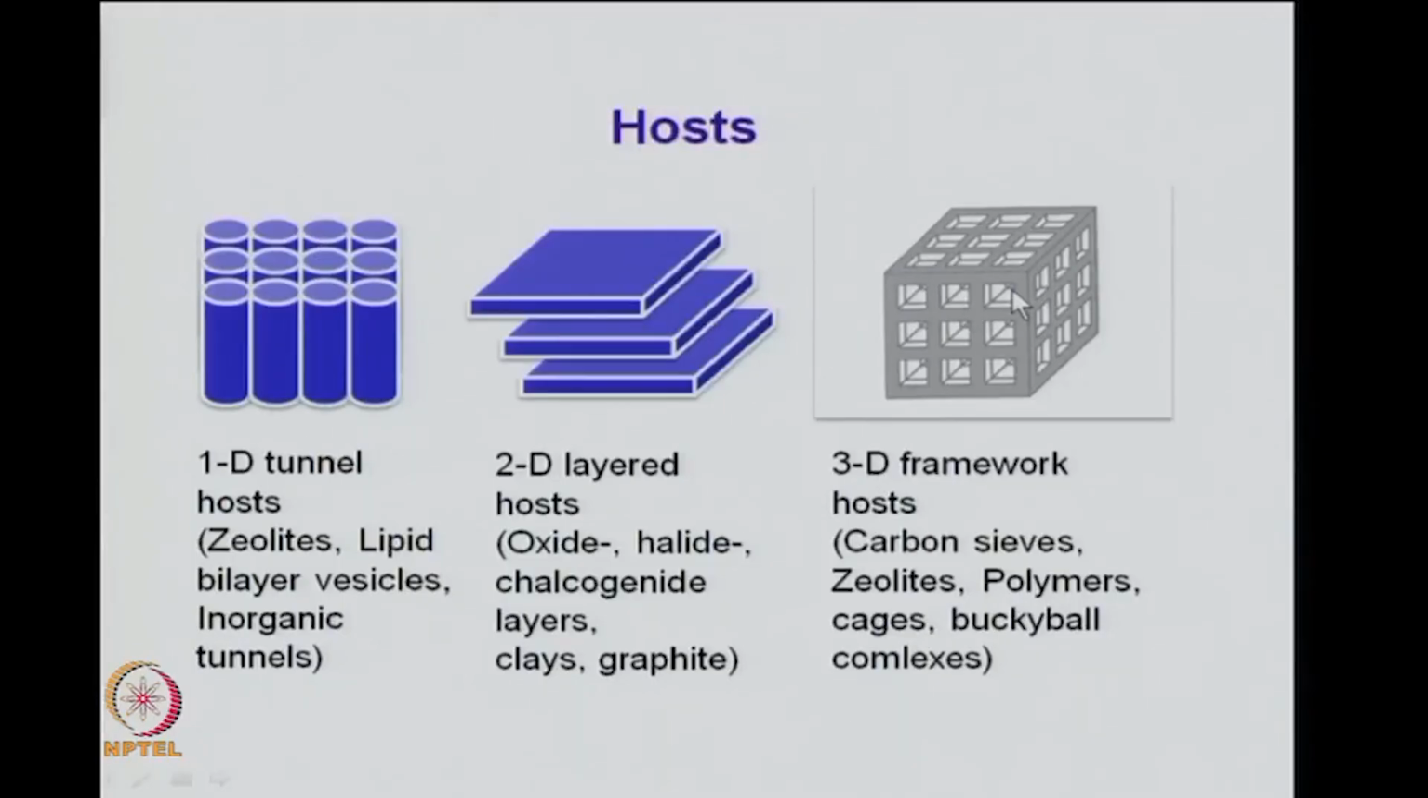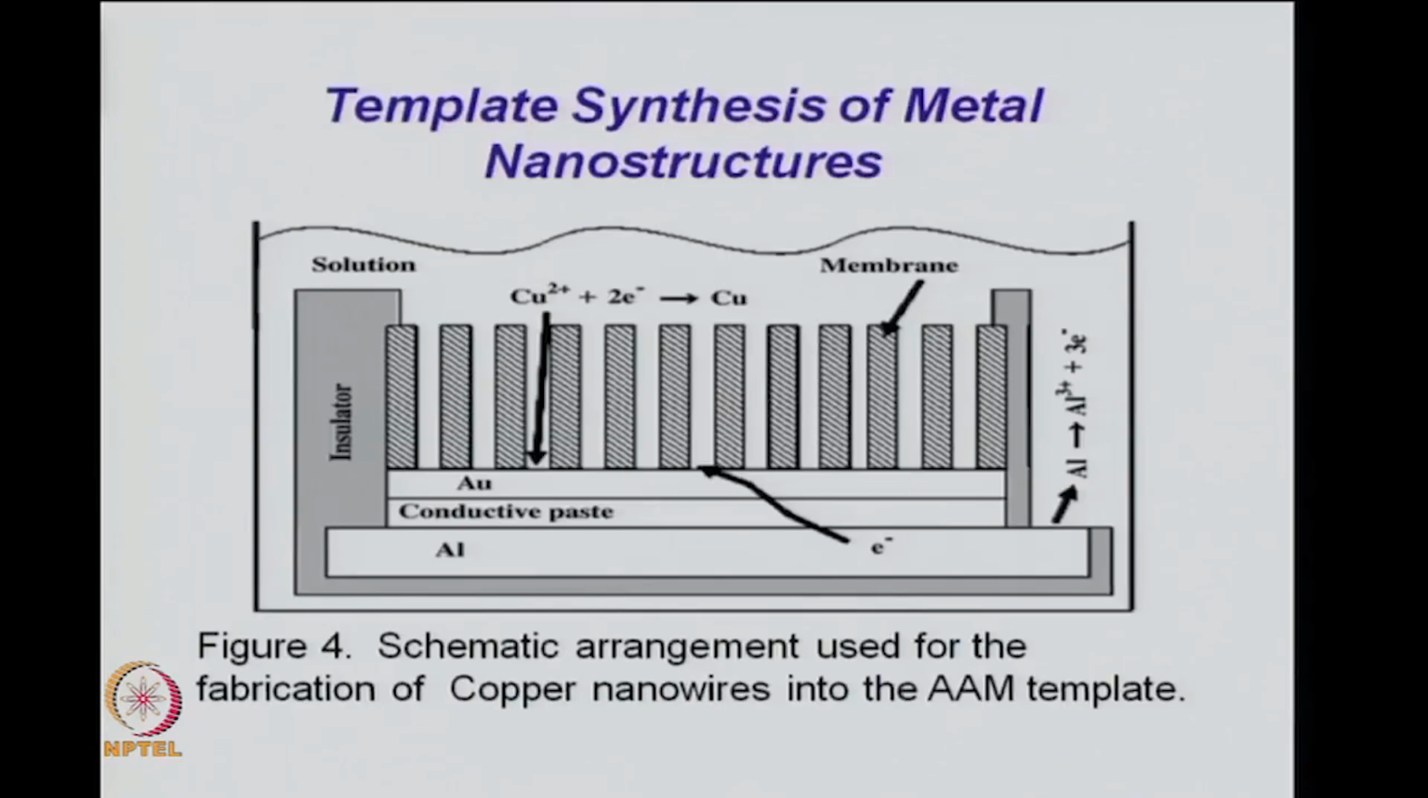They can also have this kind of 3D pores, which are of the order of 4 to 10 to 20 angstroms, few nanometers, and you can have many other polymers, buckyballs, etc., as 3D framework hosts, where you can generate only particles and not layers, and you cannot generate wires. Normally, you will generate particles when you use 3D hosts as templates for your synthesis, whereas here you can generate wires, and in this case you can generate 2D layers using these particular hosts.